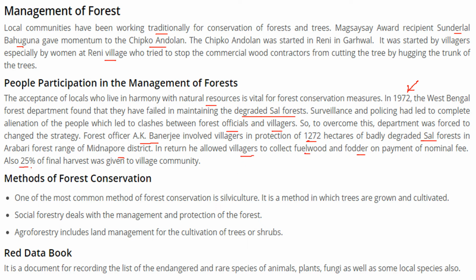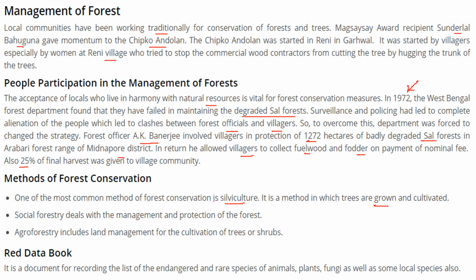Also, 25% of final harvest was given to the village community. This is how, in the management of forests, people's participation is sought and is necessary. What are the methods of forest conservation? The most important is to grow forests, that is silviculture. It is a method in which trees are grown and cultivated.